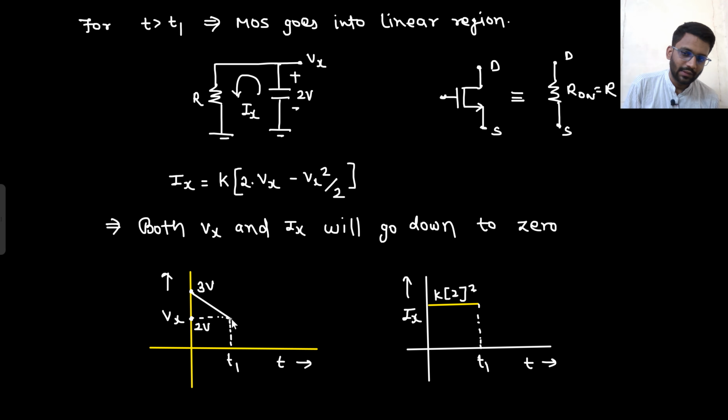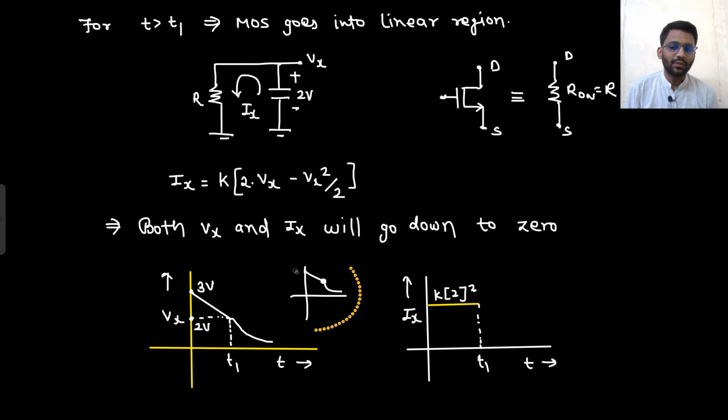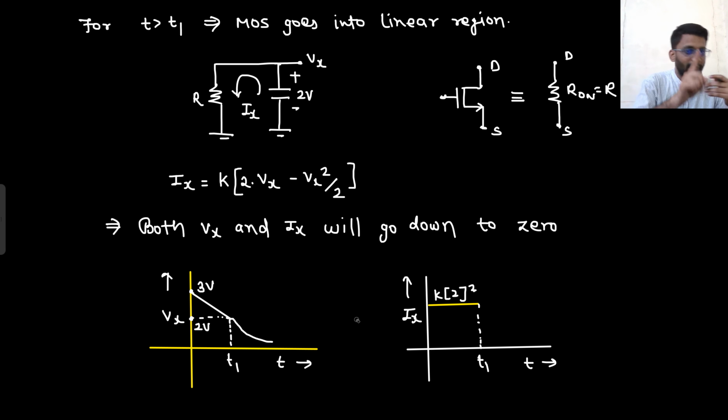So I will draw it somewhat like this. I am not drawing it like this, with a pure exponential. No. Why so? Because I made an assumption when I was deriving the formula of R1. I assumed that VDS is very small, but that is not exactly small. So I will not say that it will go down exponentially.